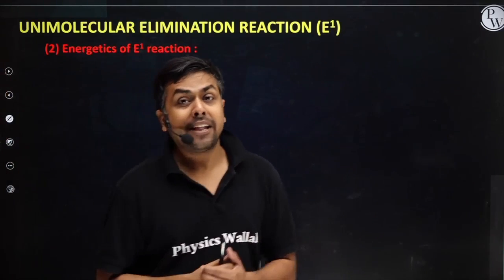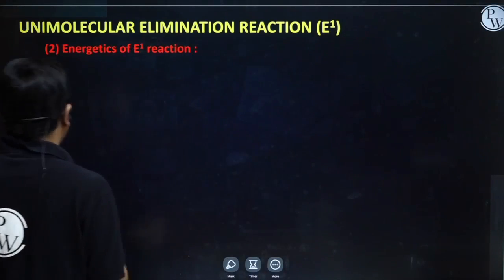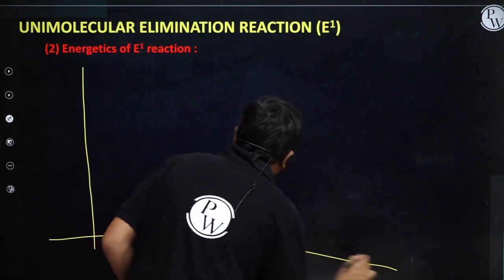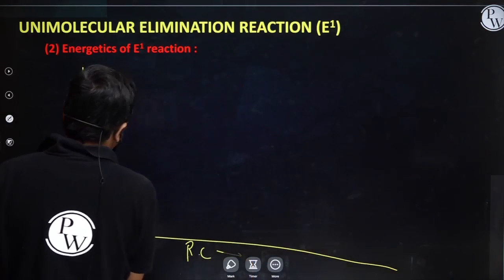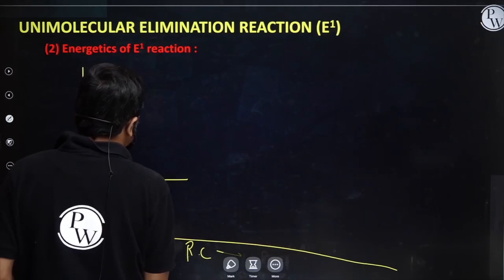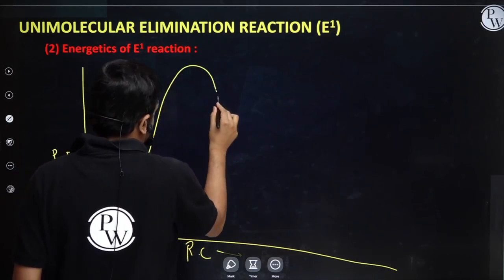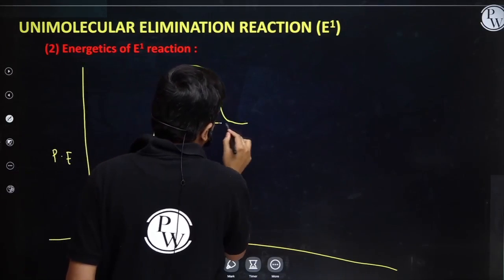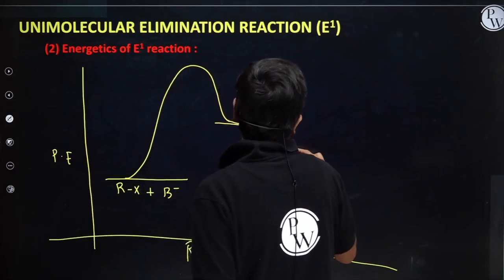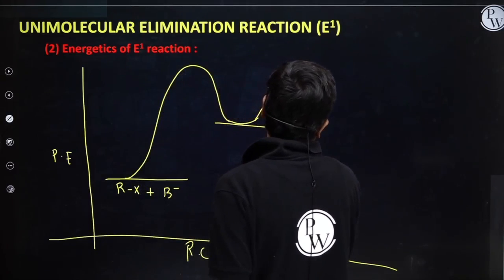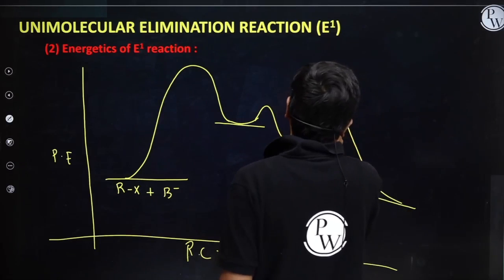Now, if I talk about the energetics of this particular reaction, it's almost similar to that of the SN1 reaction. On the y-axis, I'm having my potential energy, and on the x-axis, progress of reaction or reaction coordinate. Here, I'm having my alkyl halide RX plus base B minus, right? The first step is the ionization, and I will have the formation of my intermediate, right? This intermediate may undergo rearrangement to give us a more stable carbocation. This is my more stable intermediate, right? And then finally, I will have my second TS.